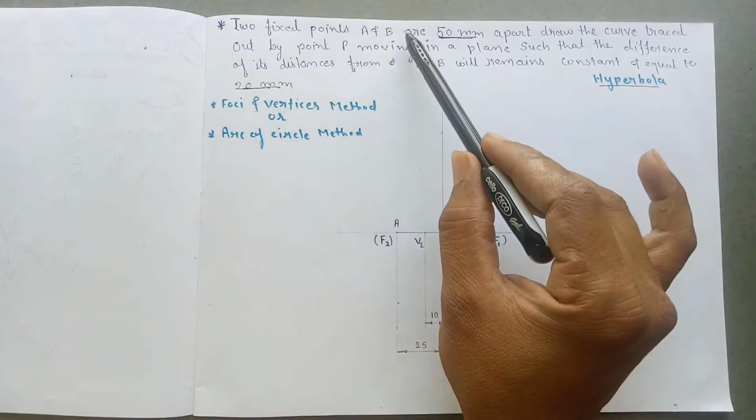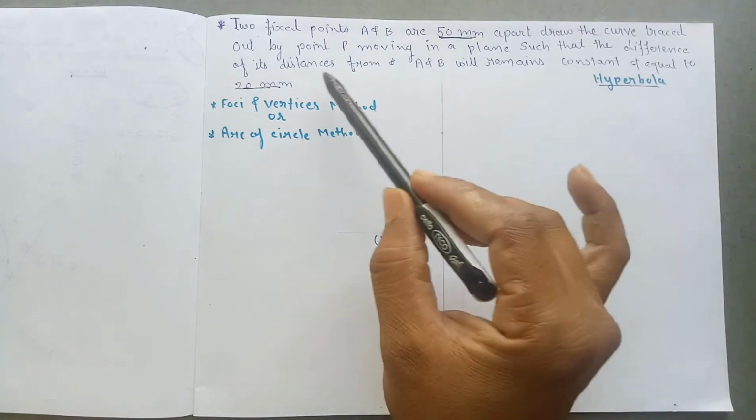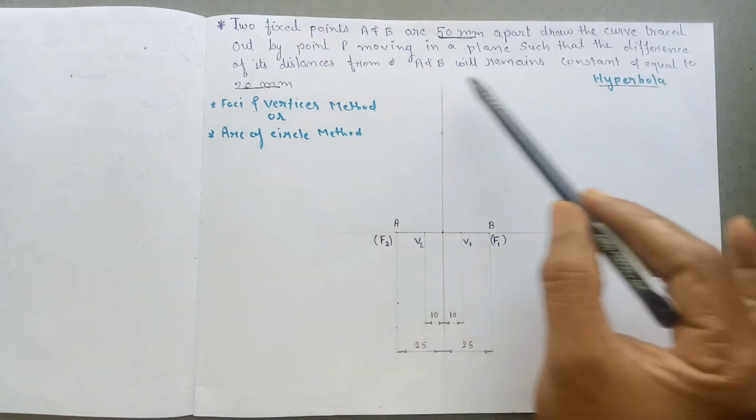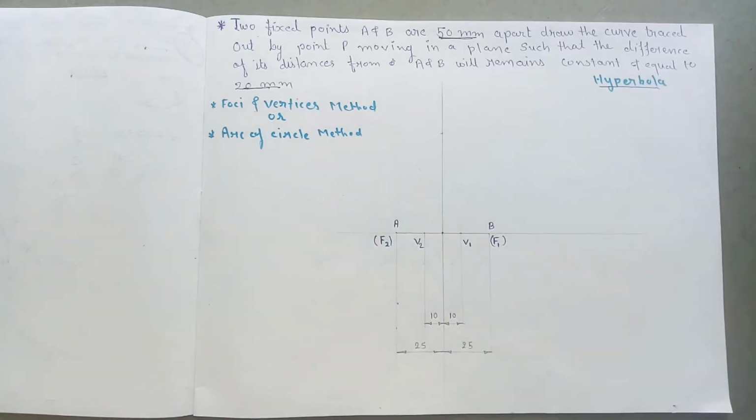Two fixed points A and B. So A and B are the fixed points. Here the difference remains constant and the curve will be the hyperbola. This statement reveals the definition of the hyperbola.